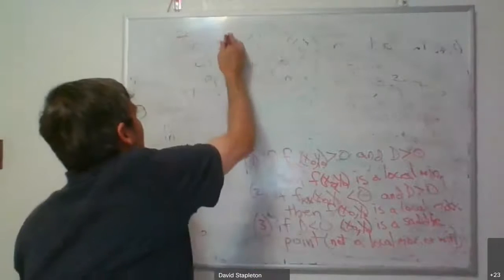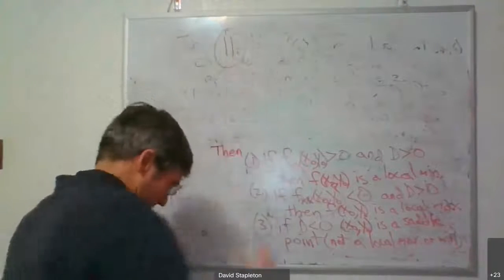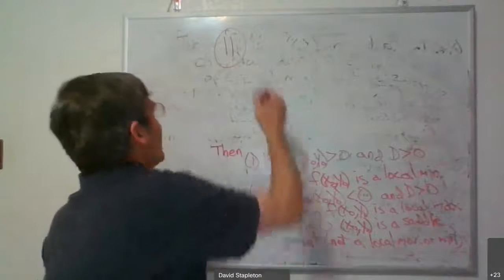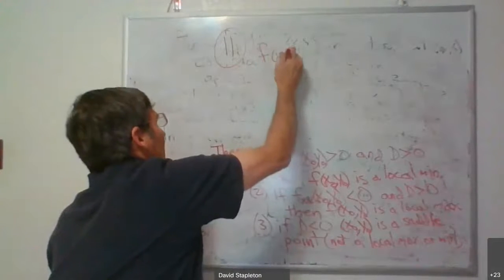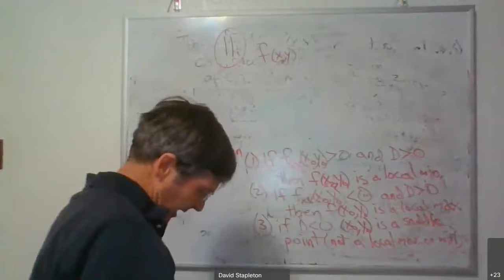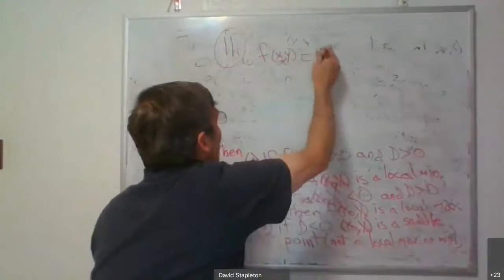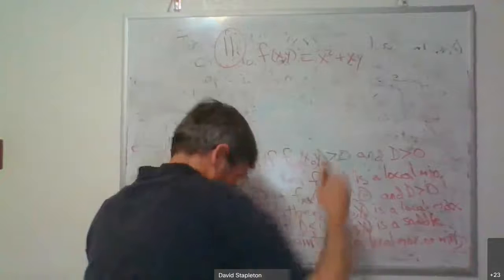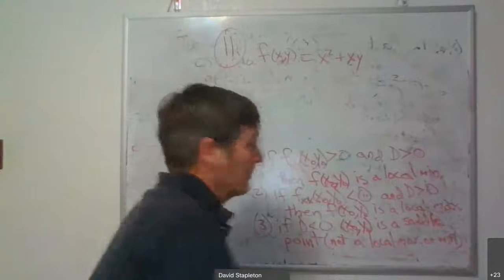This is number 11. It says locate all relative extrema and saddle points for this function. F of x, y equals x squared plus xy plus y squared minus 3x.